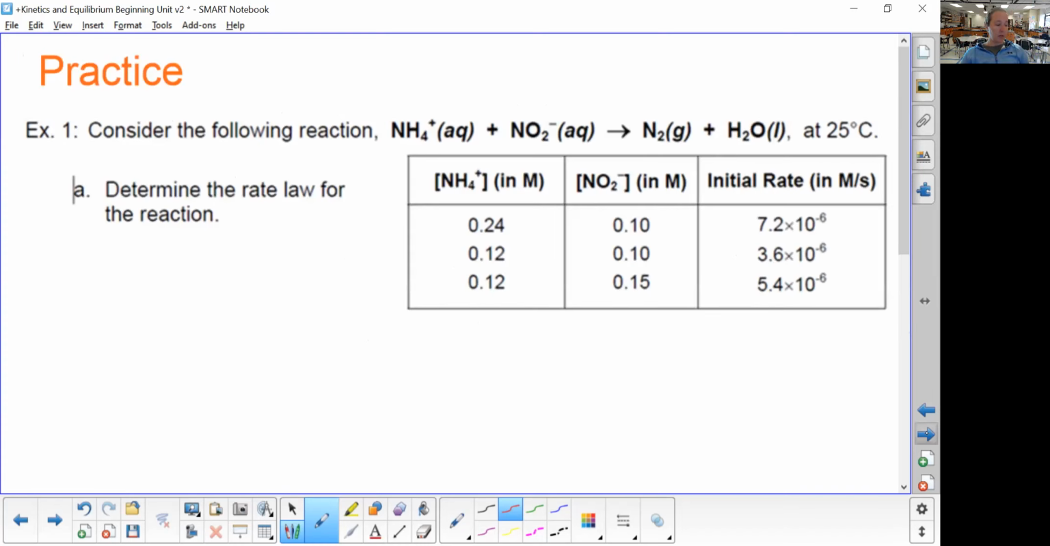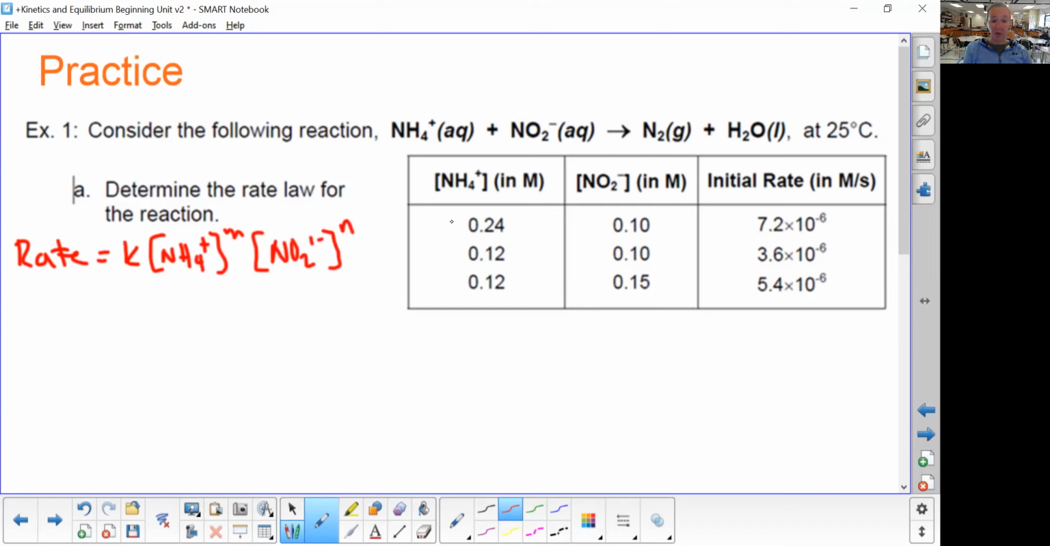We've got ammonium ion with a nitrite ion making nitrogen gas and water set at a certain temperature. They ran a couple experiments to collect data of the change in concentration initially, at initial time, and the initial rate. So we're going to determine the rate law. All right, so what we want to know, so rate is some constant K. And for this reaction, it's going to be the change in concentration of the ammonium ions raised to some power, which we have to determine, and then the change in concentration of the nitrite ion raised to a different power.